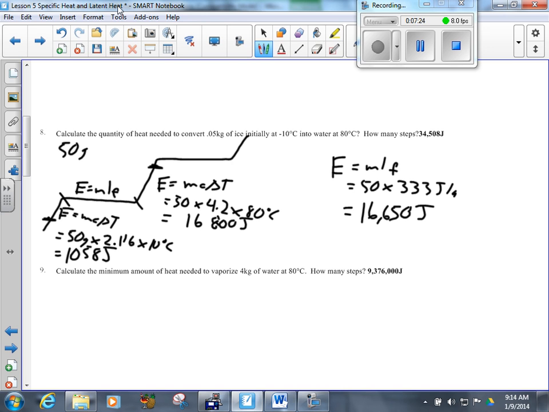All right, so now I figured out how much energy is involved in each step. Can I figure out the total energy? Yeah, I add those 3 numbers together, and I get 34,508 joules. Does that sort of make sense? Like I said, the biggest thing is making sure you use the right heat capacity. That tends to be the biggest stumbling block for people. If you're between 0 and 100, use 4.2. If you're below 0, use 2.116. If you're above 100, it's 2.02.